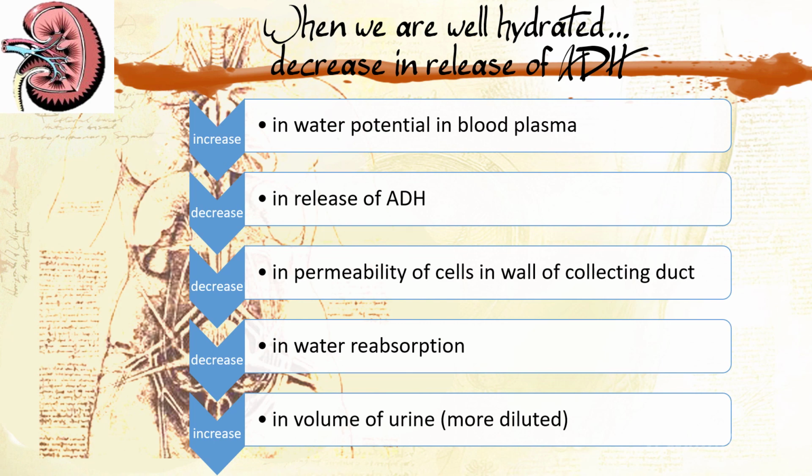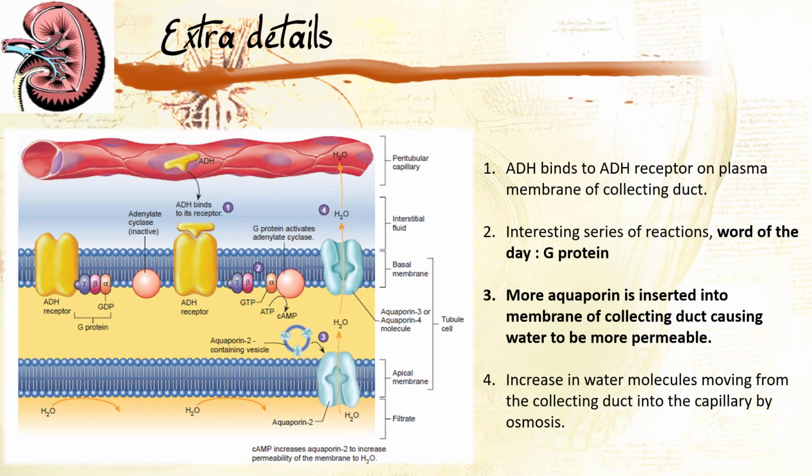And this is all for the part on osmoregulation. I have this bonus slide for you. If you want to know how our collecting duct actually absorbs more water, it is because there is more aquaporin being inserted into the membrane. Aquaporin, if you can remember, is the channel in membranes that allows the water molecules to pass through. So ADH increases the permeability of the collecting duct by causing it to produce more aquaporin.